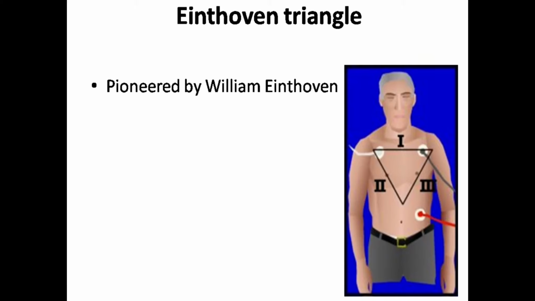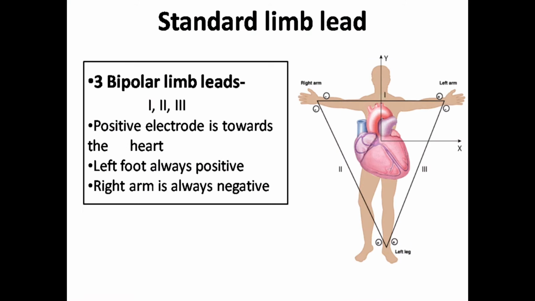Next we will look at Einthoven's triangle. This triangle, which gives us lead 1, lead 2 and lead 3, was given to us by Sir William Einthoven. Here an imaginary triangle is drawn from the right arm to the left arm and the left leg. So there will be 3 bipolar limb leads: lead 1 from the right arm to the left arm, lead 2 from the right arm to the left leg, and lead 3 from the left arm to the left leg.